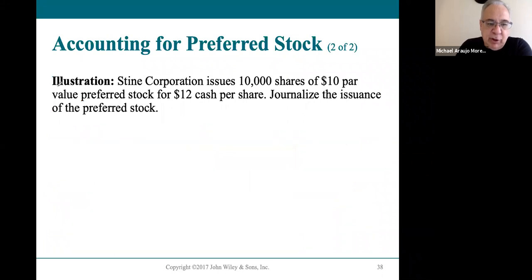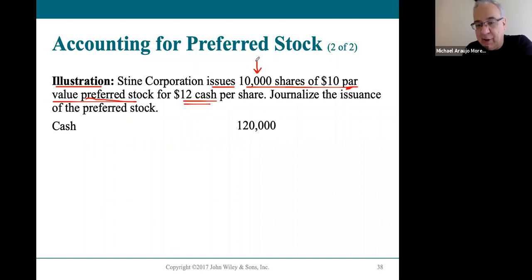So here's an illustration with preferred stock. Here we have Stein Corporation. They issued, again, they sold 10,000 shares of $10 par value preferred stock for $12 cash. So they sold 10,000 shares at $12 cash. They raised a lot of money, right? You're going to debit the cash account for $120,000 because that's how much cash they raised.